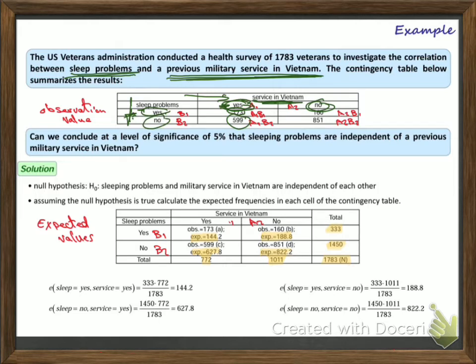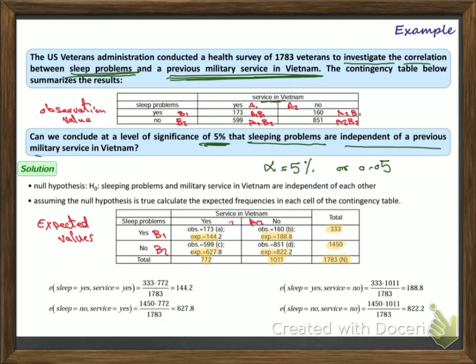So in this problem, we have two dimensions, x and y. It's called a two-dimensional problem. So the question here is whether there is a correlation or not. They want to investigate whether there is a correlation between the sleeping problem and the previous military service or not. So here the question: can we conclude that at a level of significance of 5%, so here we have alpha 5% or 0.05, that sleeping problems are independent of a previous military service in Vietnam or not?